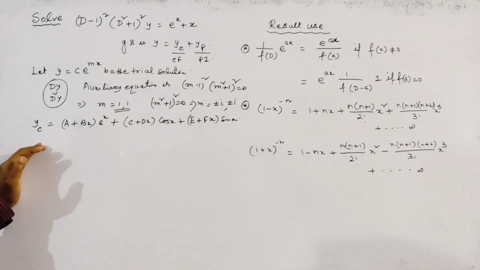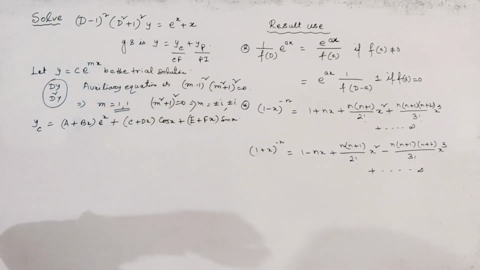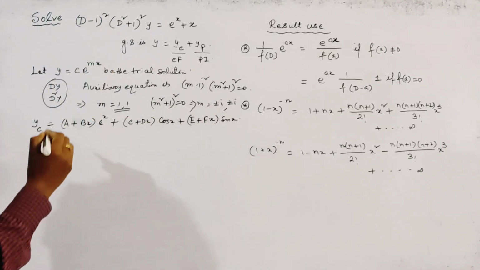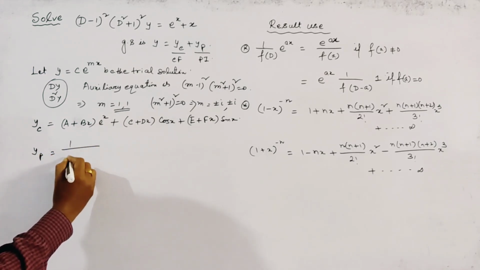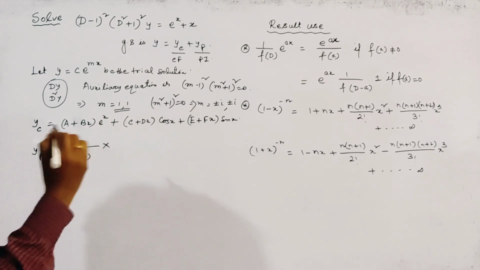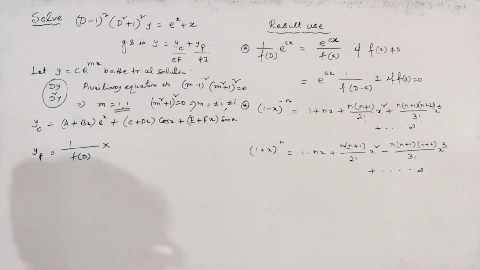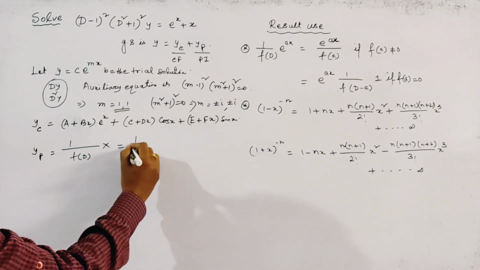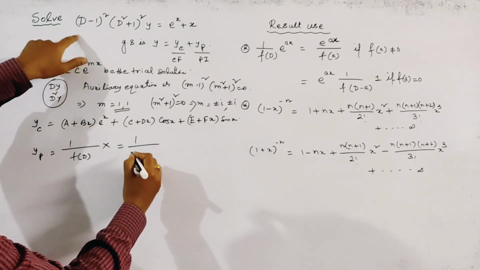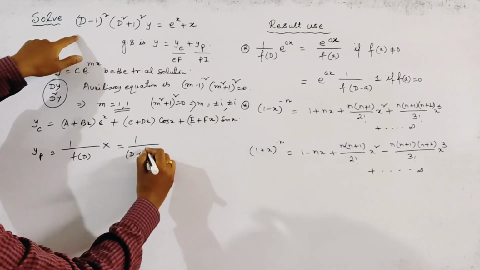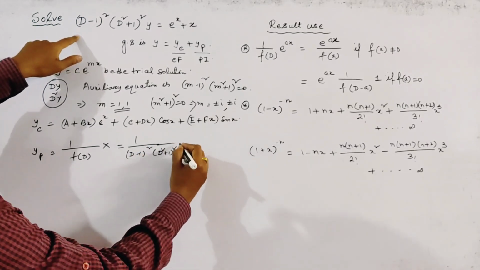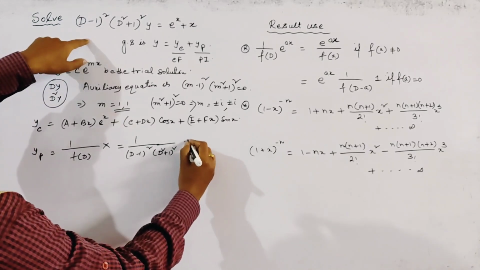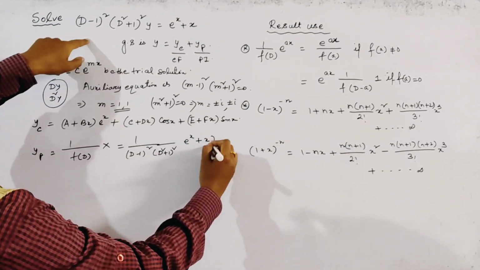Now we have to find the particular integral. What is the particular integral? Particular integral is given by yp equal to 1 by f of d into x. This is the formula of particular integration. And here f of d means d minus 1 whole square into d square plus 1 whole square, and x means e to the power x plus x.